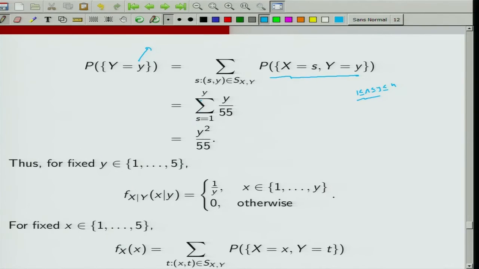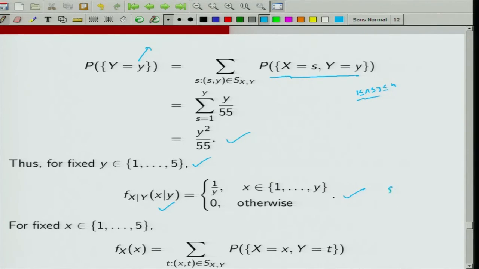So, the sum over s equal to 1 to y of the probability that x equal to s and y equal to y in this range is y by 55. So, this turns out to be y square by 55. Thus, for fixed y belonging to 1 to 5, f x given y, x given y is 1 by y if x belongs to 1 to y and 0 otherwise.